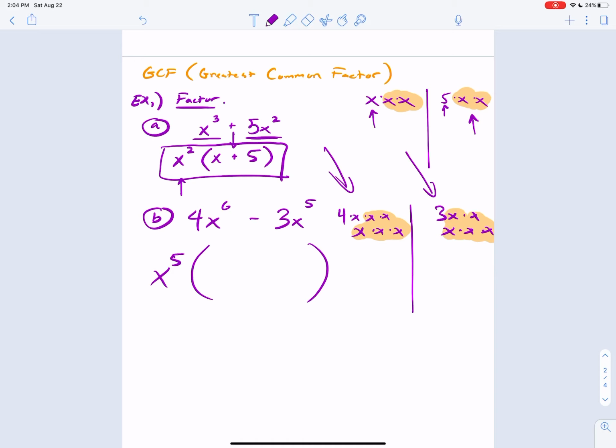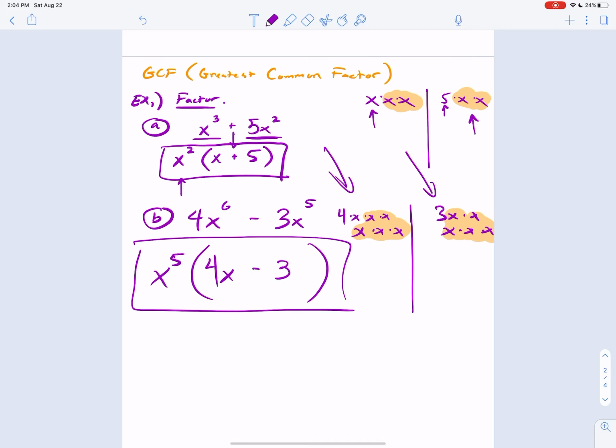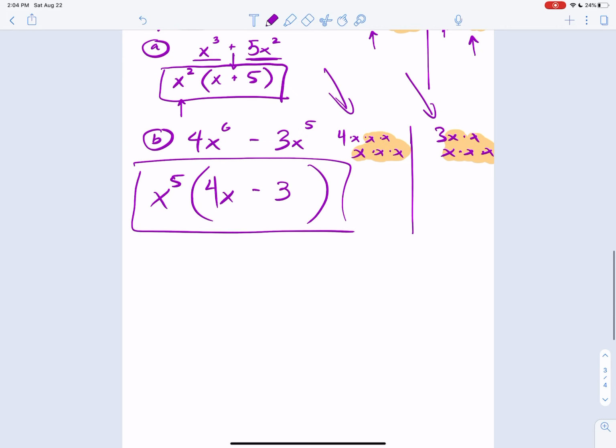So what's left? If I had 4x to the 6th and I took out 5 x's, I'm going to have that 4 left with just 1 extra x left over. If you had 3x to the 5th and I took out 5 of your x's, you're just going to be left with just that minus 3. And that's it. Okay, let's do one more.